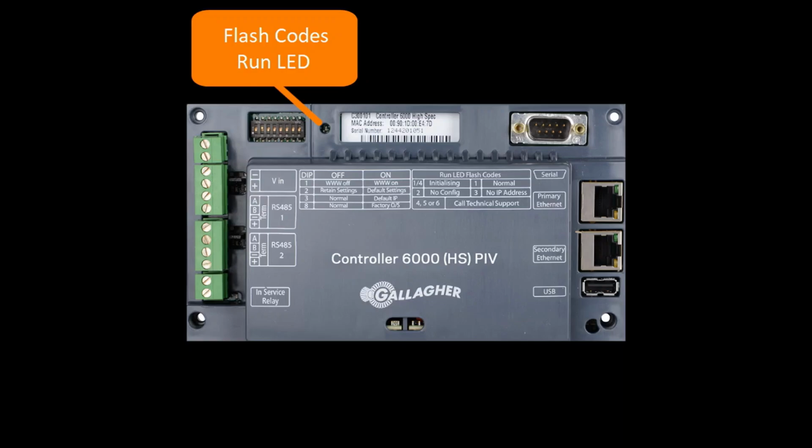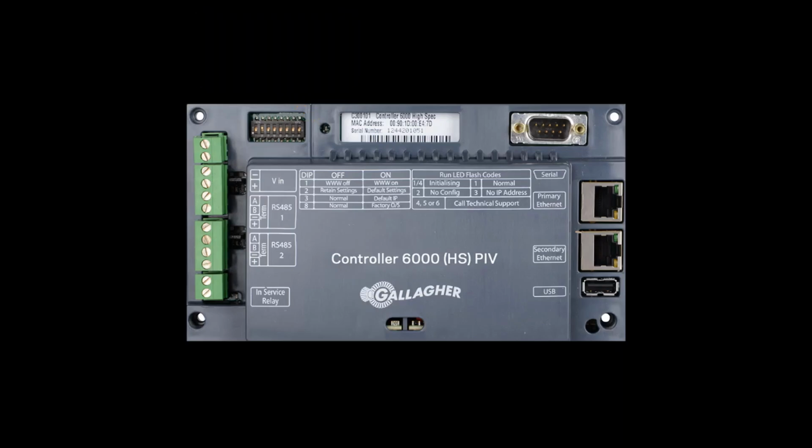Once online, normal running is indicated by a constant 1 flash code. Flash codes of 4, 5, 6 or 7 are explained earlier in the module slides. Should you encounter any of these when servicing controllers, it may require a call to Gallagher technical support for assistance.